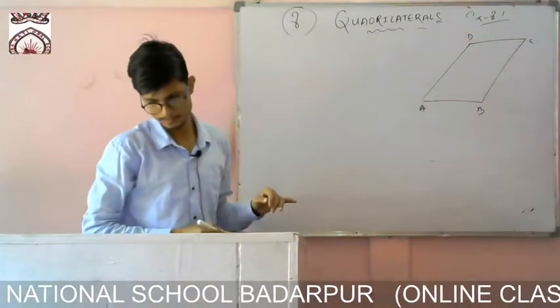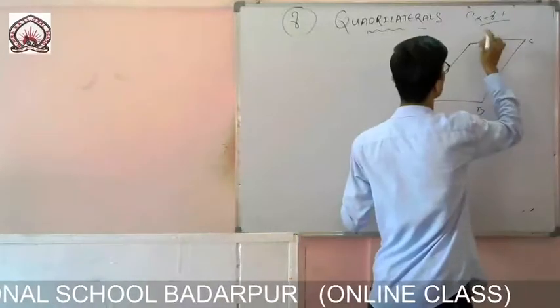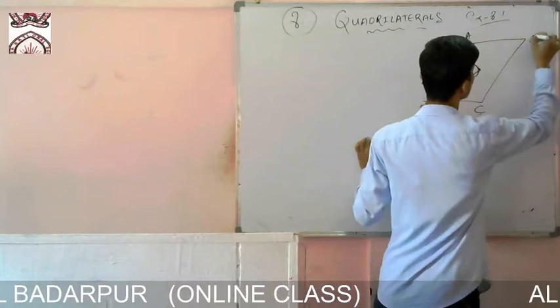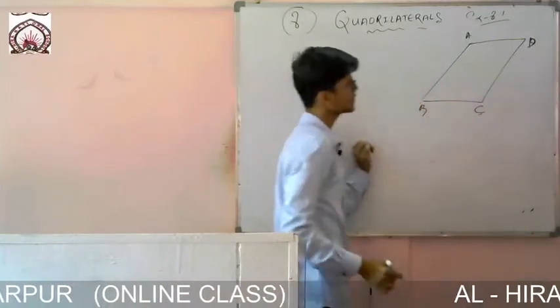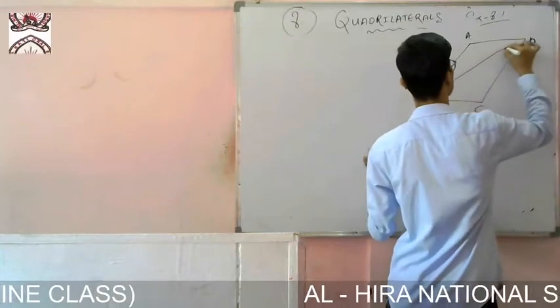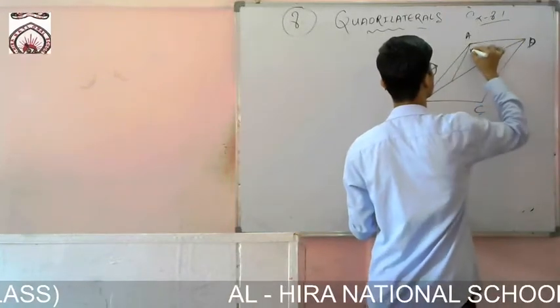ABCD it is given, ABCD given, there A, B, C and D. It is given in the question, and another perpendicular, it is given like this.